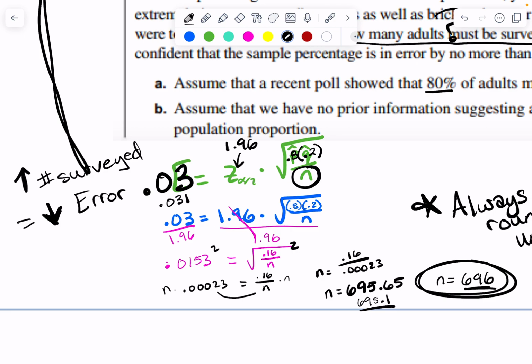Now, that comes with a give and take, because you want to have the least amount of error possible, but I don't want to waste all my time surveying tons and tons of people. So you've got to give and take there. I've got to allow a little bit of error because it's going to save me time in the long run surveying fewer people. Okay, so you've got to decide the balance there.